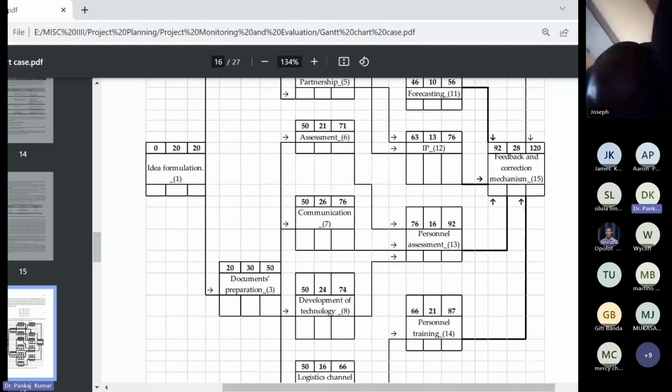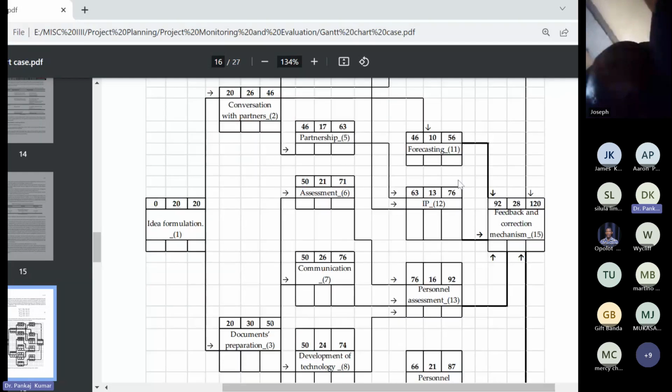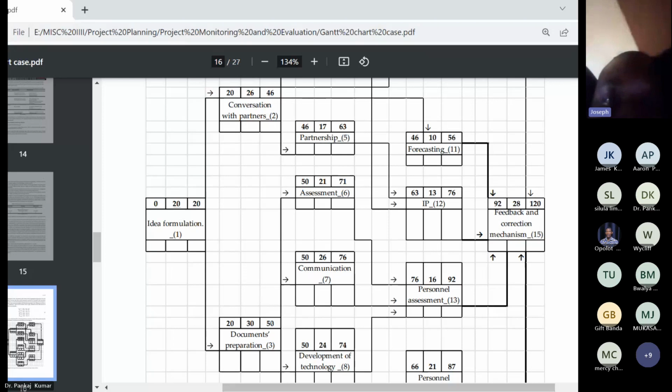In this way, the critical path method is made, where we can know the earliest start date and earliest finish date of a project. Have you got earliest start date and earliest finish date? What's the meaning of those numbers 0, 20, 20, 50, 22? Yeah, that I am telling you.